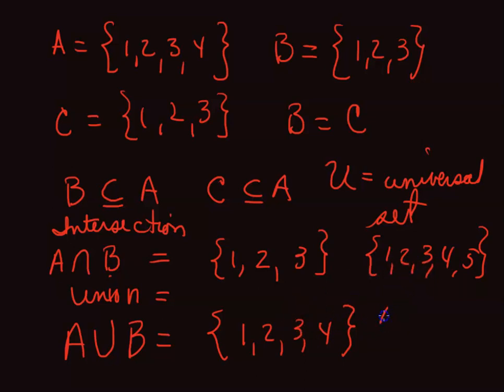The complement of A, which is A with a bar over the top, is all those things in the universal set, but not in A. So A has 1, 2, 3, 4, but the set consisting of 5 is the complement of A because 5 is in the universal set, but it's not in A. The complement of B, or C, since they're equal, is 4 and 5.